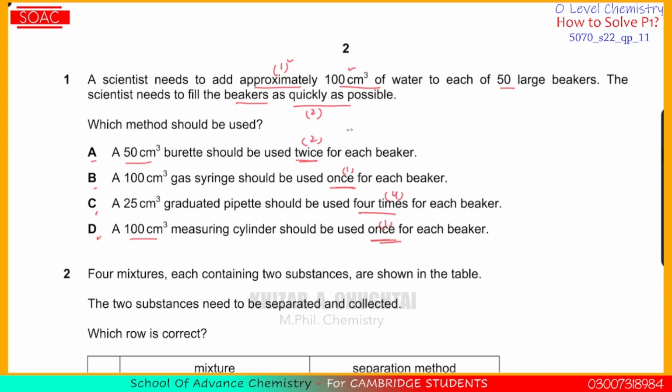So we are supposed to add roughly, approximately. The measuring cylinder is used for rough measurement. Wherever we have to add a liquid roughly or approximately, that is the best choice. Moreover, I'm going to shortlist 2 options. B may be the correct option and D may be the correct option, because here we are using it once, for the quickest possible addition of the liquid.